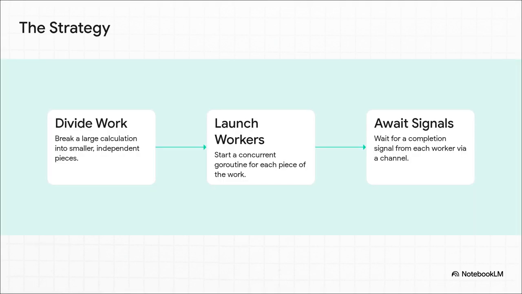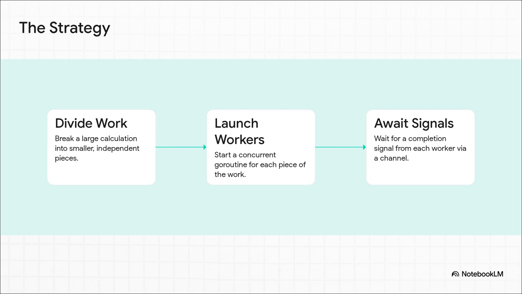The strategy here is actually super simple, and that's what's so great about it. First, we divide the work. We just chop that big job into smaller pieces. Second, we launch a Go routine for each piece. Think of them as little workers. And third, we just need to wait for them all to tell us they're done.